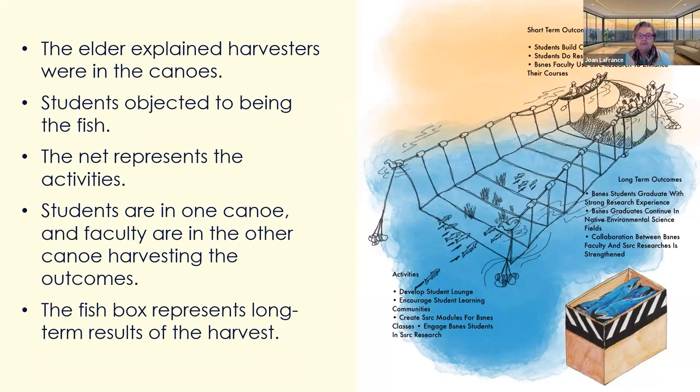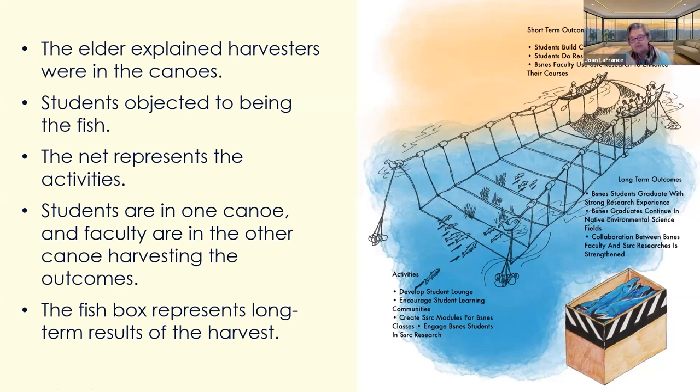And eventually, this is the final way that the model looked. The students, initially, we thought students might be the fish, but they didn't want to be fish. Fish end up over here in the terminal box. So they felt that given this program, they could be in some of these canoes. There would be faculty in one canoe and students in another. So that was through that community process that we got there.